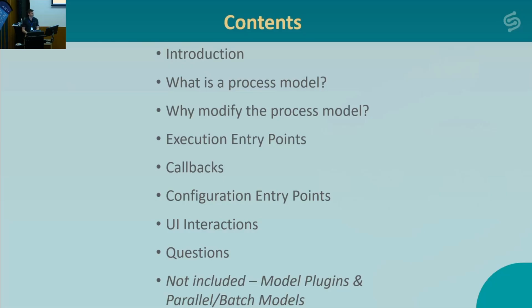I'll go through a brief introduction of who I am, what a process model is in TestStand, and why we might want to modify it and why we might not want to modify it. Then some of the execution entry points, callbacks, and configuration entry points, which are all components of a process model. We'll go into some demos of how to modify those and how we've modified them for some of our customers at Software. And I'll touch briefly on UI interactions if I've got time at the end, and maybe show you a little demo on that front before we close for questions.